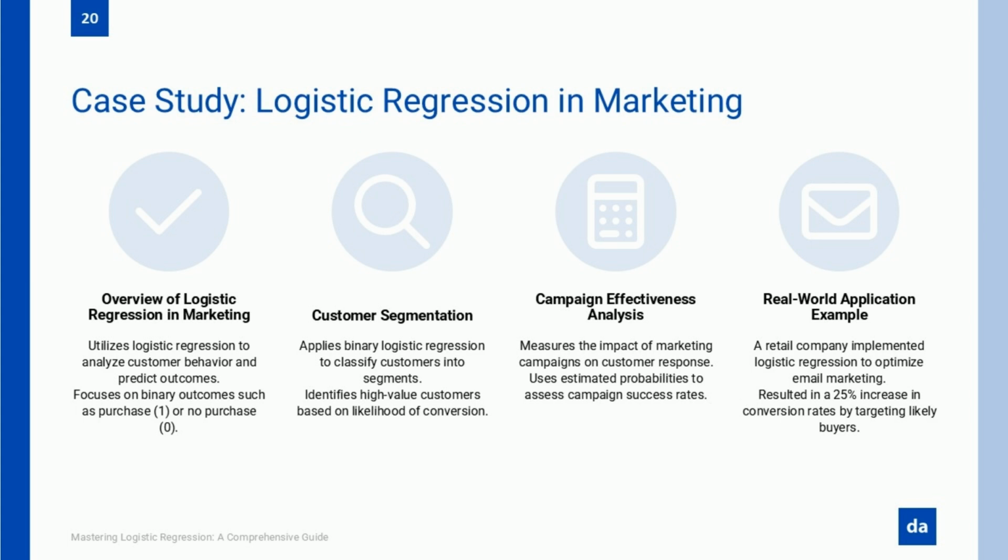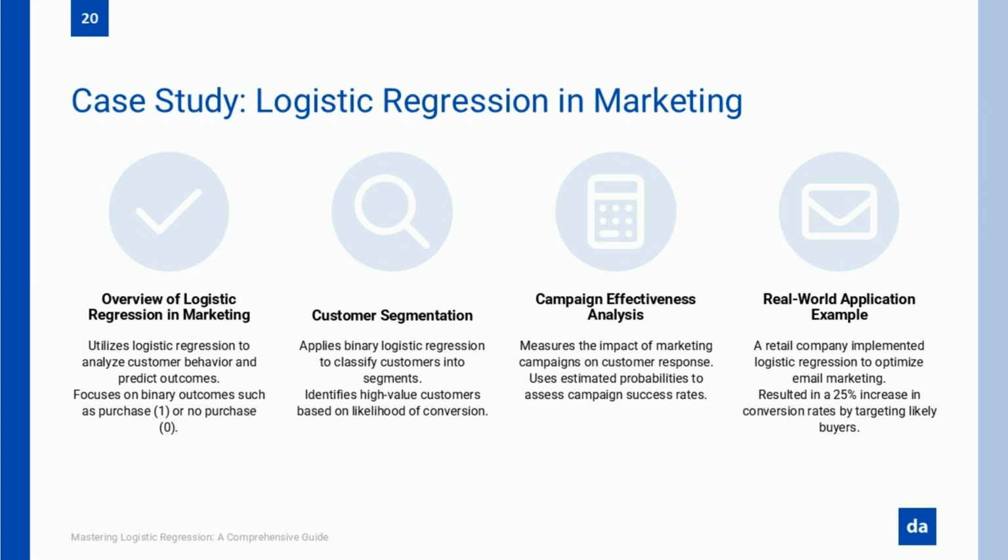Next, we clean and preprocess the data. We encode categorical variables like customer location, handle missing values, and normalize numerical variables so that different scales, like website time in seconds versus purchase frequency, don't distort the model.